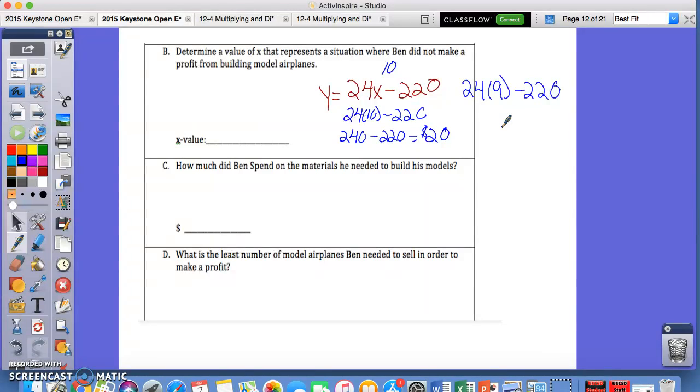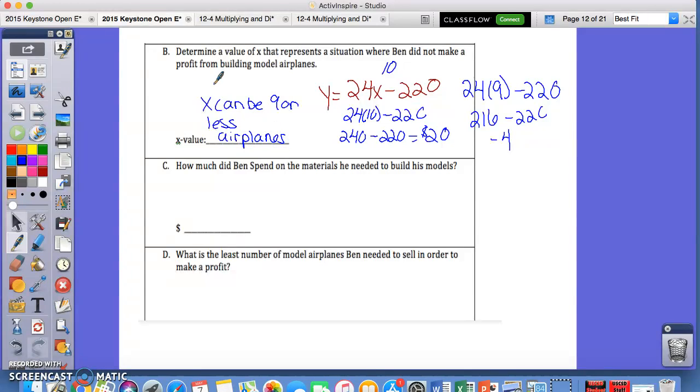But if you used 9, you'd have 24 times 9 minus 220, and 24 times 9 is 216 minus 220, which is going to be a negative number, negative 4. That's not a profit. If you plug any number in less than 9, you're going to get a negative value for its profit, which means that x could be 9 or less airplanes.